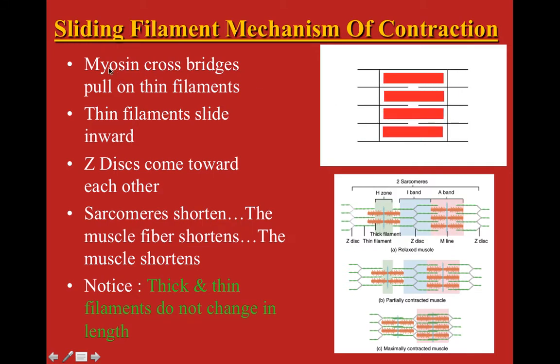Okay, the myosin cross bridges pull on the thin filaments, bringing them in. The thin filaments slide inward. The Z discs, which are these lines out here that keep moving back and forth, come toward each other. The sarcomeres shorten, the muscle fiber shortens, therefore the muscle shortens.